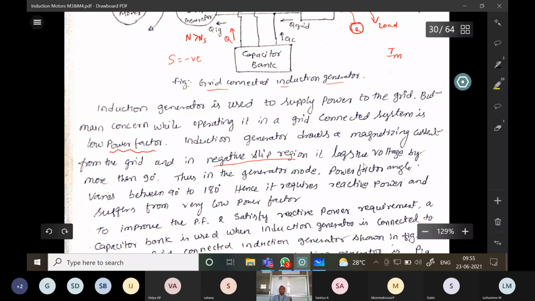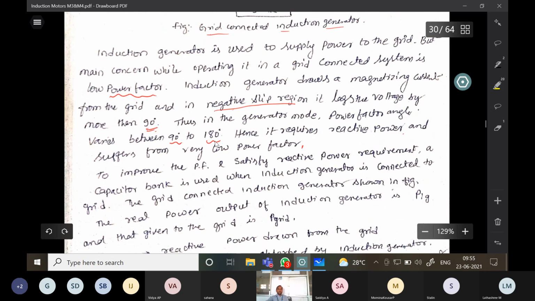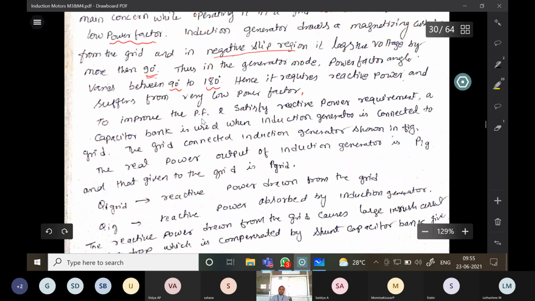Under this region, the current lags the voltage by more than 90 degrees, and that is called the generating mode. Therefore, the power factor angle varies from 90 degrees to 180 degrees. Hence, it requires reactive power and suffers from a very low power factor. For that purpose, for reactive power compensation, we connect a capacitor bank to improve the power factor and satisfy the reactive power requirement. It is connected to the grid.